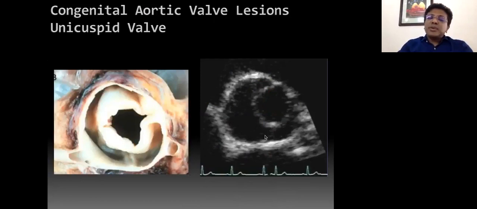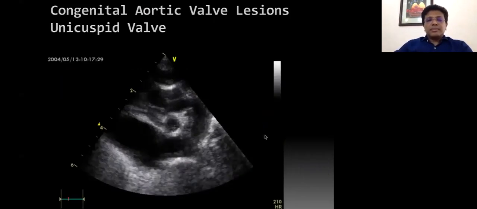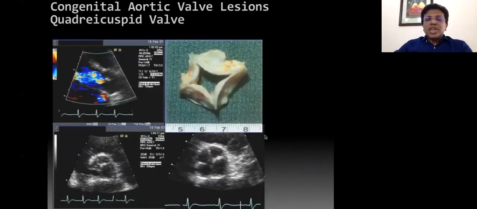This is a unicommissural valve, which is a unicuspid valve, which is one of the poor prognostic factors for balloon dilatation and can produce significant AR after balloon dilatation. I'm just sharing a few pictures of severe aortic stenosis. This is a quadricuspid valve actually. Four cusps are there in this patient. Some patients with aortic stenosis can have a quadricuspid aortic valve.